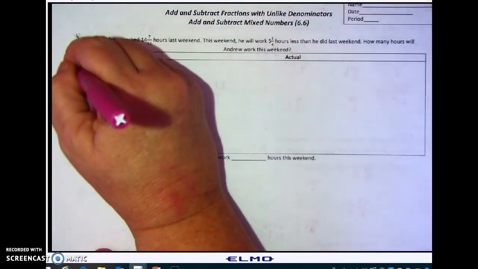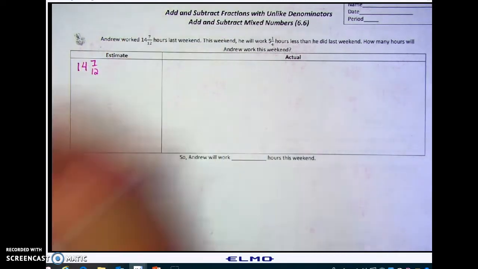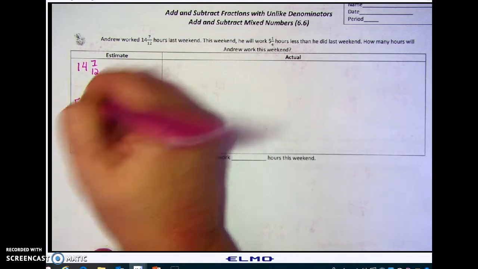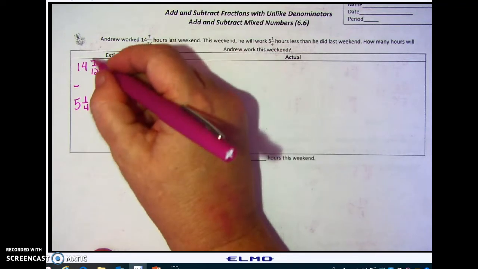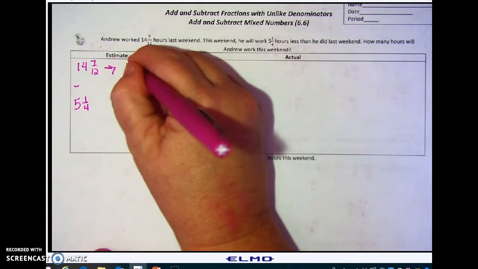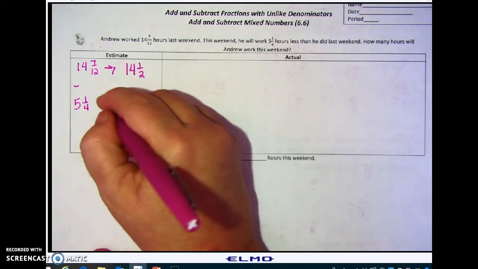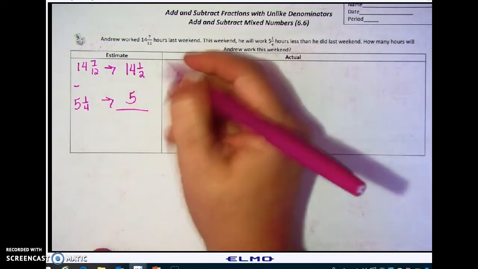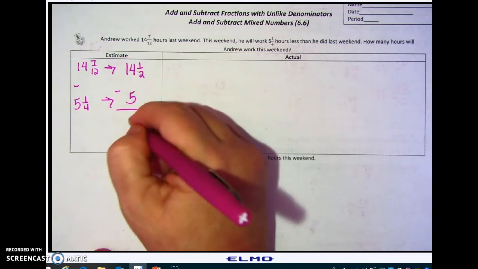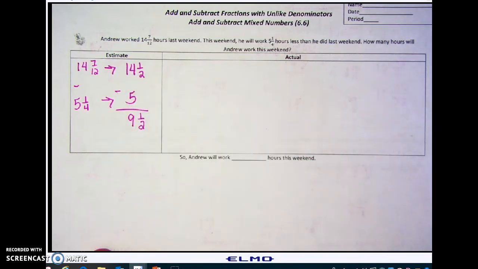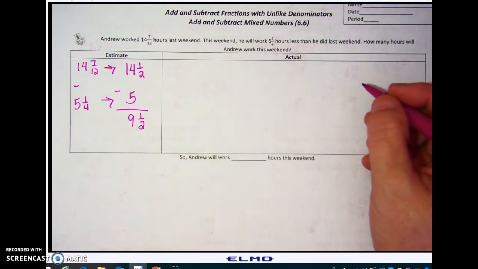So I know that he worked, I'm going to do my estimate, 14 7/12 and 5 1/4, and I'm subtracting them. And 14 7/12 is really close. 6/12 is a half. So I'm going to say 14 1/2 minus 5 1/4, and I'm going to just take that down to 5 because that's closer to 5. So my answer is going to be, when I subtract this, 9 1/2 hours. Okay? So let's take a look and see how we did.